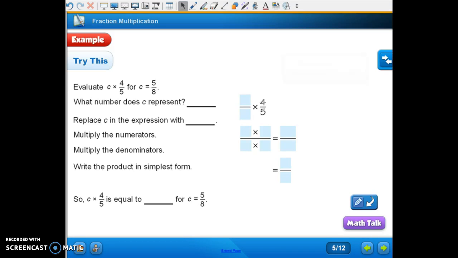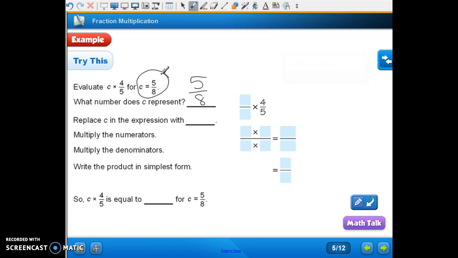This is the try this that starts in the middle of page 312. It says evaluate C times 4/5 for C equals 5/8. So instead of C in your number sentence, you're going to write 5/8 because it says right here C is equal to 5/8.